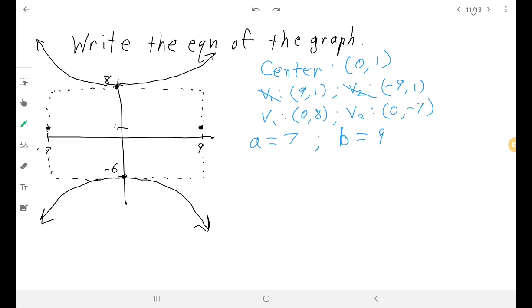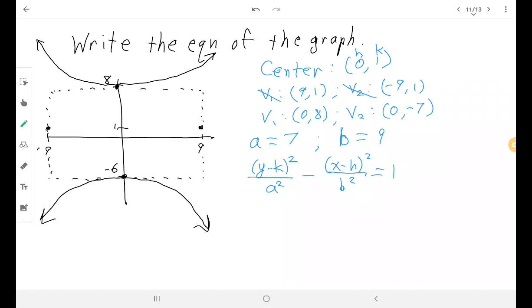So I have A, I have B, I have the center, and I know which direction it opens up in. It opens in the y direction, so it's going to be of the form y minus k squared over a squared minus x minus h all squared over b squared equals 1. And then there's h, there's k, and I have my a and my b, so I should be able to put in everything that I need.